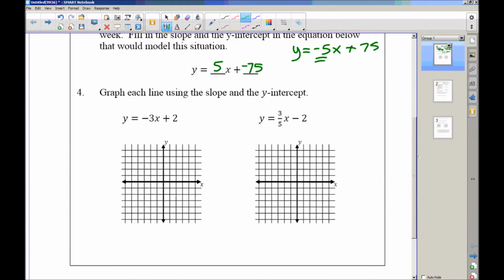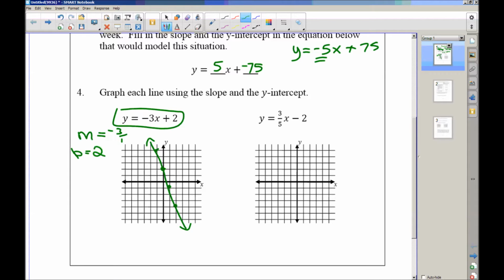Graph each line using the slope and y-intercept. Okay, so our slope in the first part of number 4 is negative 3 over 1. Please don't put an x with that. Remember, the slope is a value that stands for the steepness of the line. It doesn't have a variable in it. Okay, so our y-intercept is 2. So we put a point at 2, and then the steepness of the line is negative 3 down and 1 over. Okay, and we could also go 3 up and 1 to the left.